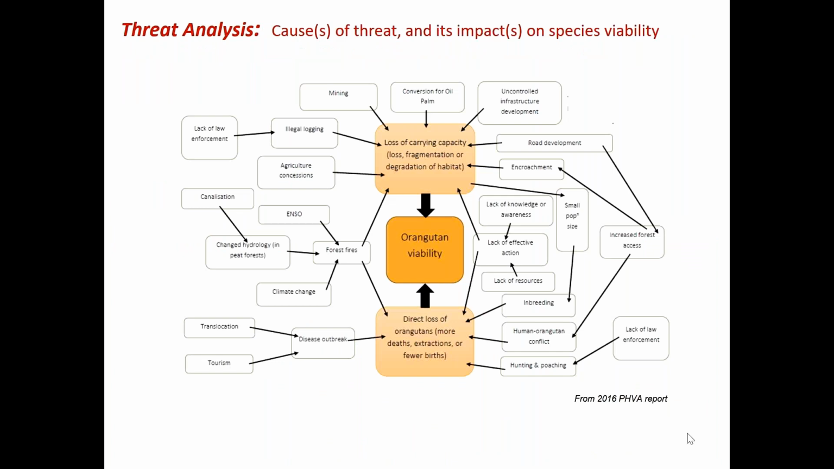You can also carry out a threat analysis. This is often done in species conservation planning, where you look in detail at what's threatening a species, why that's happening, and explicitly how it's affecting the species, because that might help inform particularly ex situ management options.